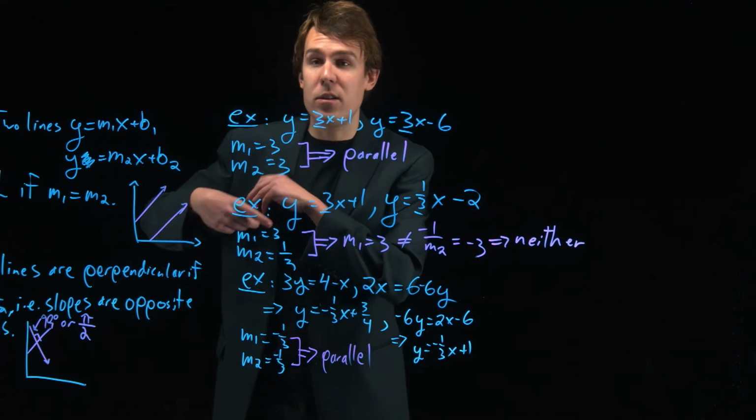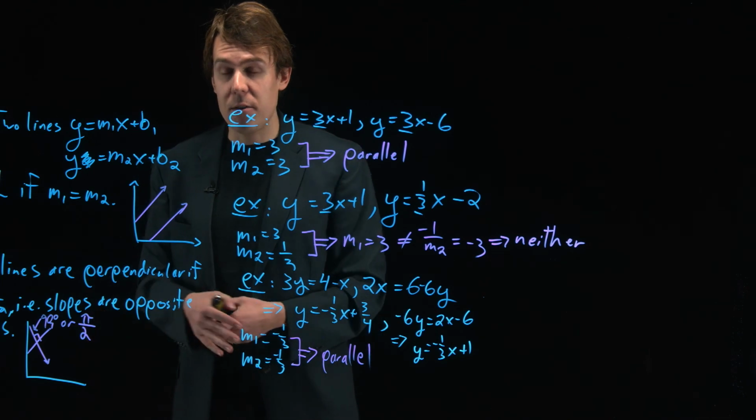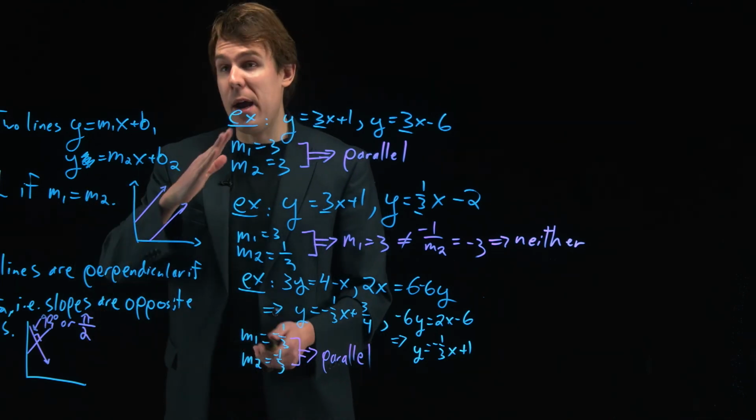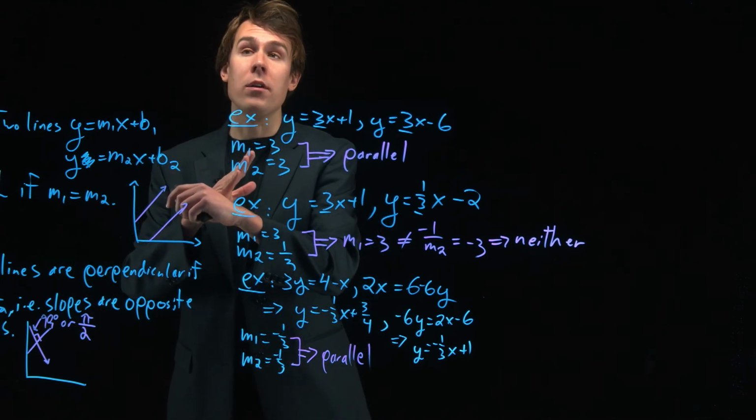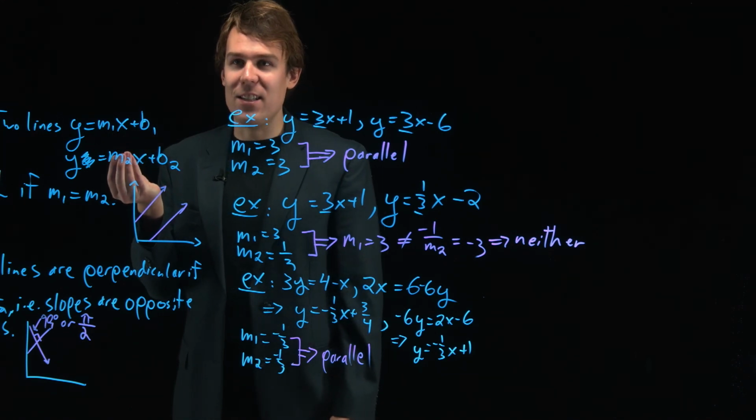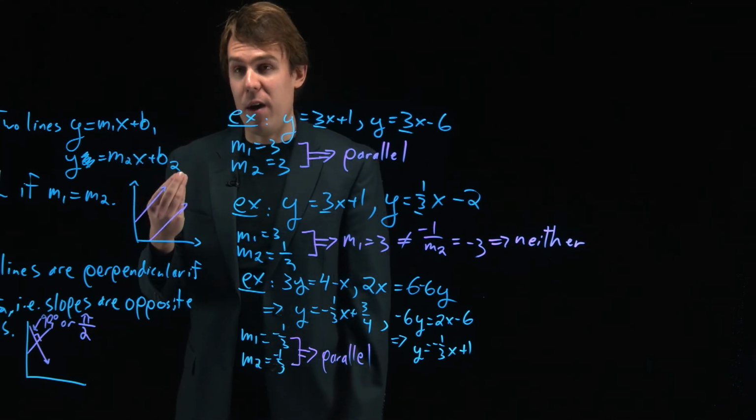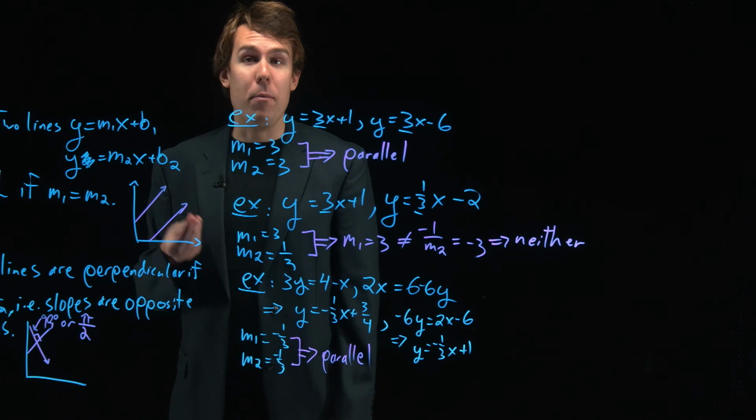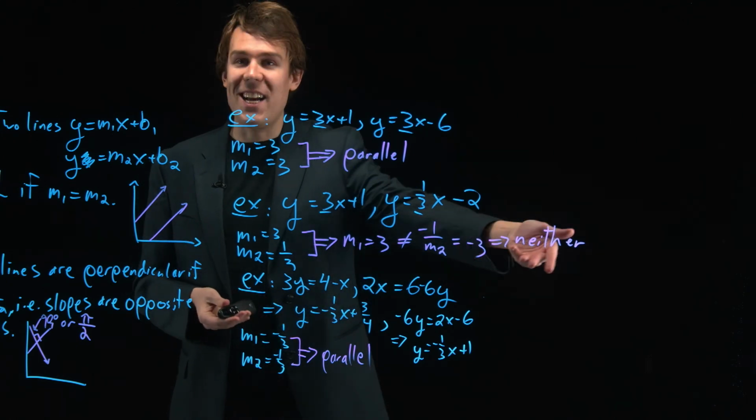So this type of analysis is what you should be comfortable with for lines. You should have an understanding of what parallel and perpendicular lines look like, of course, and then also be able to analyze the slopes to actually check directly if the lines are parallel or perpendicular, or in most cases, neither.